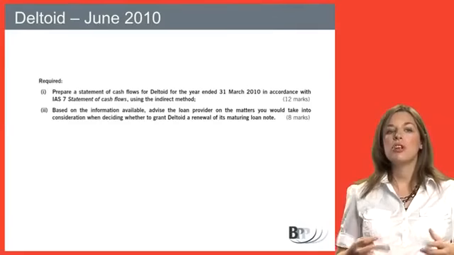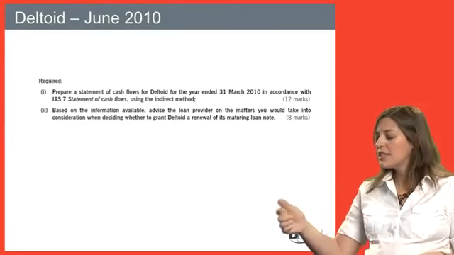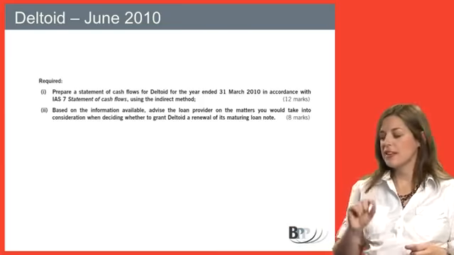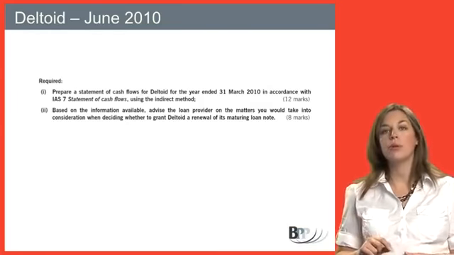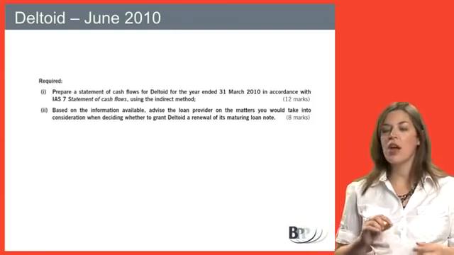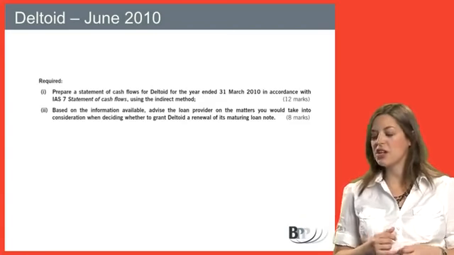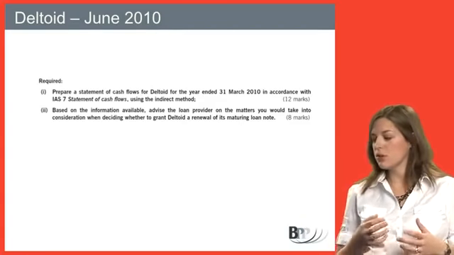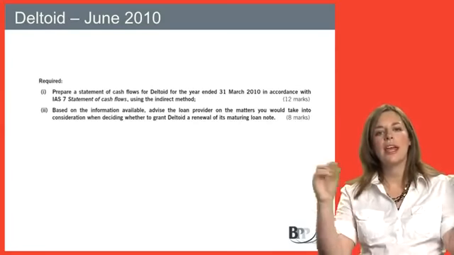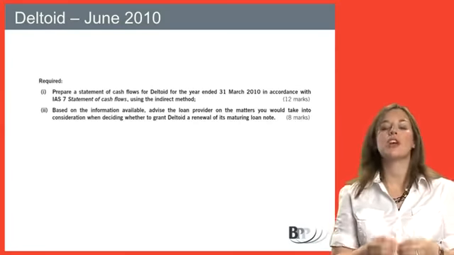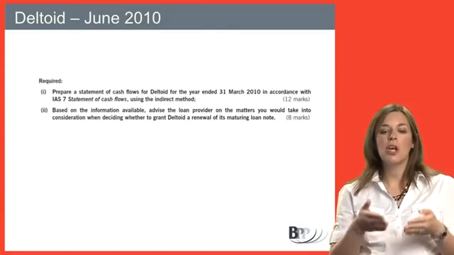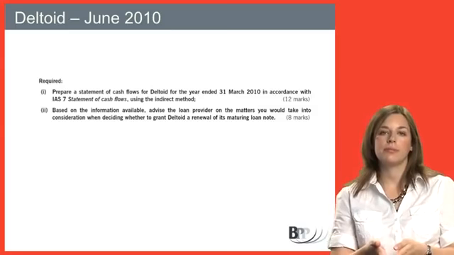And this is Deltoid from June 2010. And you'll notice here, this question was broken down into 3 parts. I've just picked up 2 here. There's actually only 8 marks available for a little bit of analysis, which says advise the loan provider on matters you would take into consideration when deciding whether to grant Deltoid its maturing loan note. Okay, so here, very specific interpretation. What we're being asked to do here is actually talk about just, should you renew the loan?